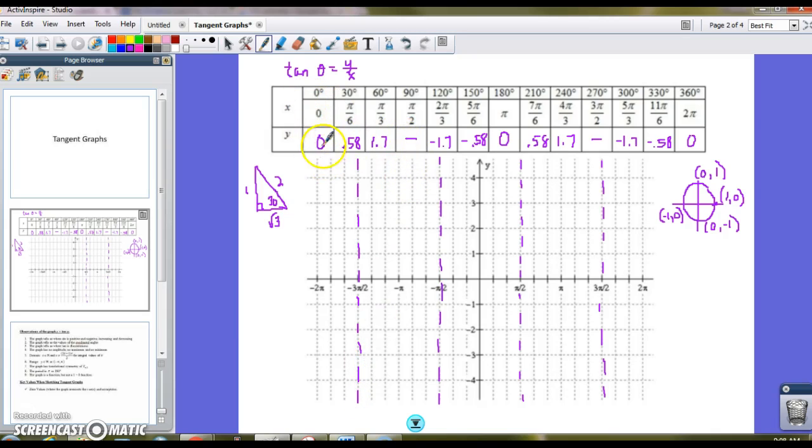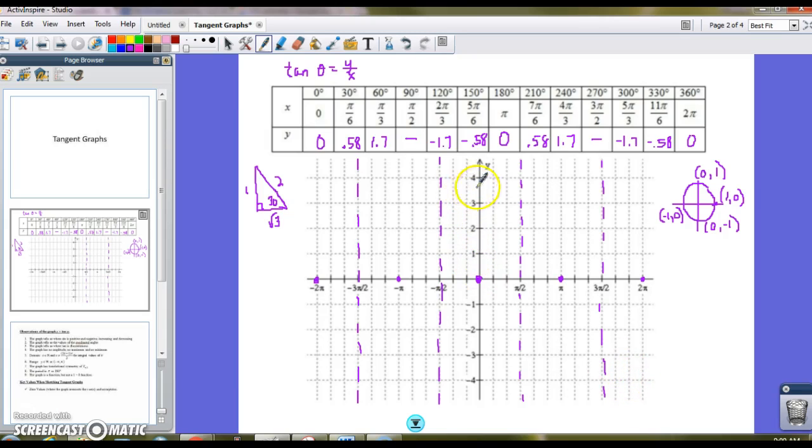If you notice, I have zeros at multiples of pi. So at 0, at pi, at 2 pi, I'm actually crossing the x-axis. So that would also mean at negative pi and negative 2 pi as well. So if you think about it analytically, you'll see that every pi over 2 interval, it's alternating between 0 and undefined. 0, undefined, 0, undefined. Okay.